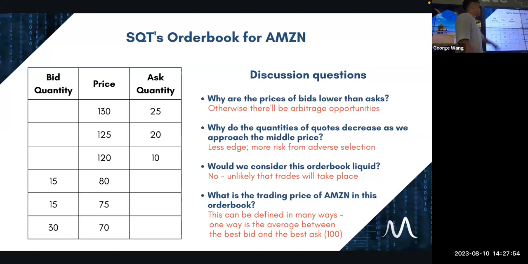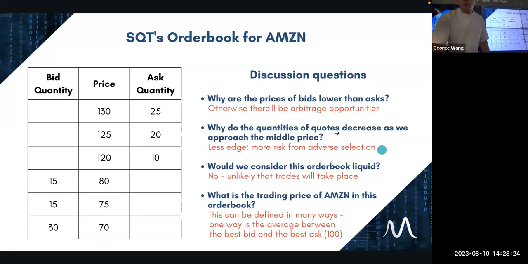Finally, the trading price of Amazon. So 100 would be one way to look at it, but there are many different ways to interpret this. It's a very ambiguous question, because you could say the middle price is right, but then you could say, oh, there are 15 units here, so why don't we do a volume weighted average, where we multiply these, take the average? There are many ways to look at the trading price, but one way to think of it is as the average price. Okay, so that's one of the ways. Any questions so far?